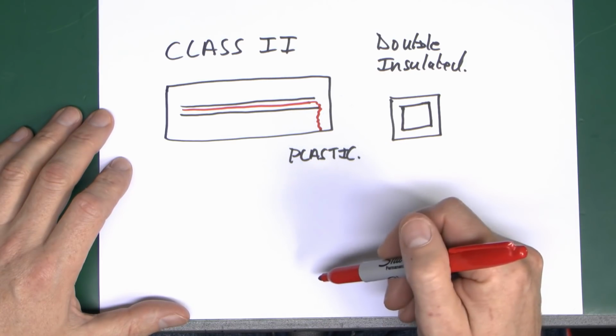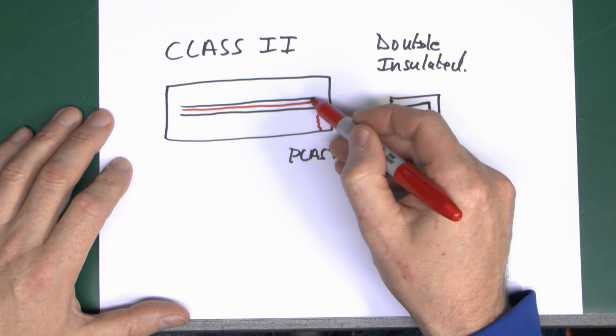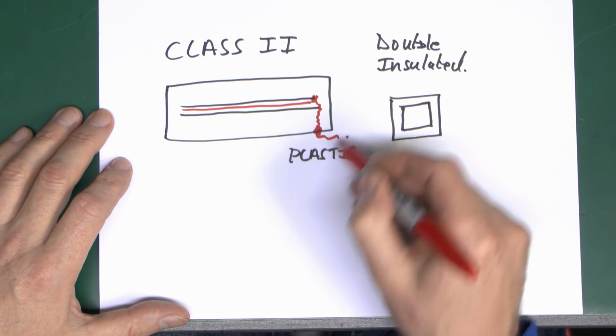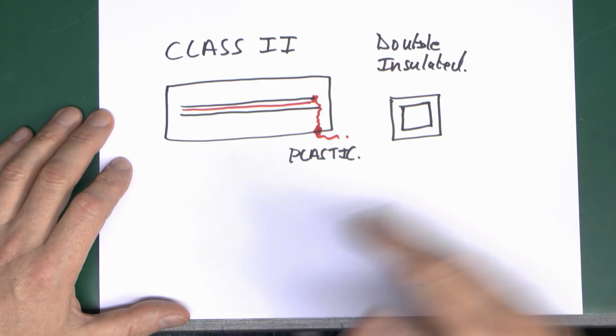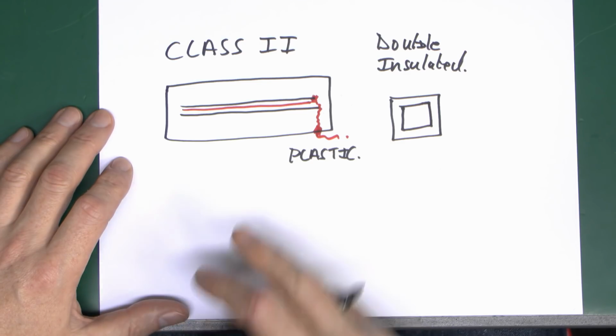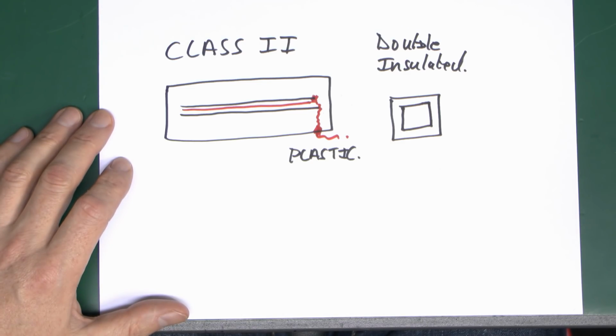So the only way to get a shock from a class 2 item is if both the inside insulation on there and the outside was somehow damaged, and then the wires are exposed or conductive parts are exposed. That's not impossible, but of course it's extremely unlikely. You generally have to smash the thing apart and cause extensive damage to it to actually get into that kind of state.